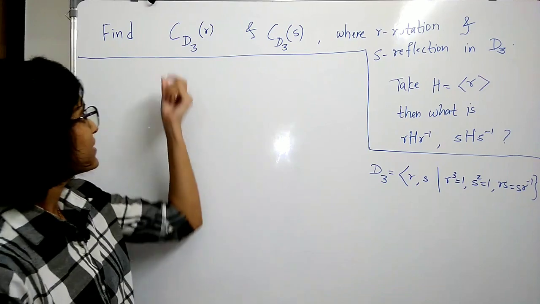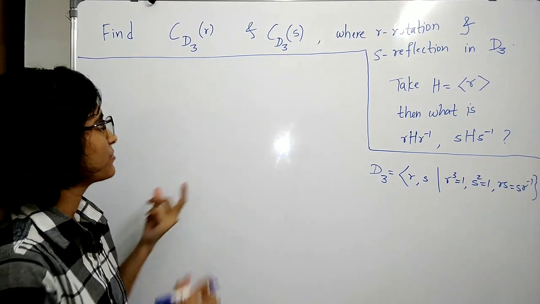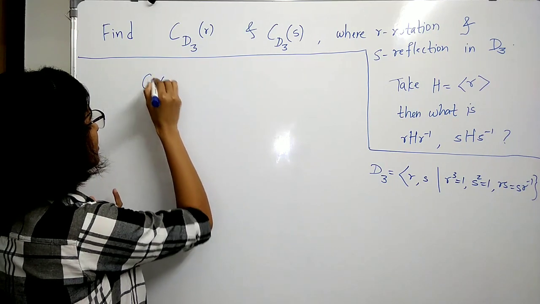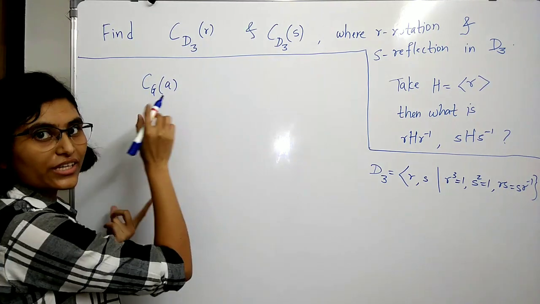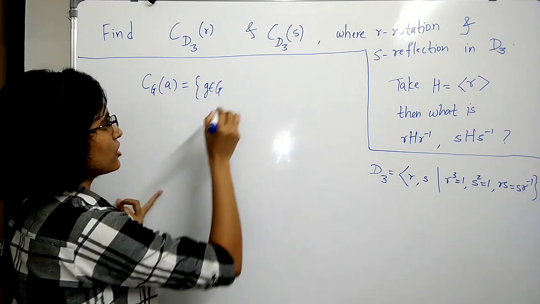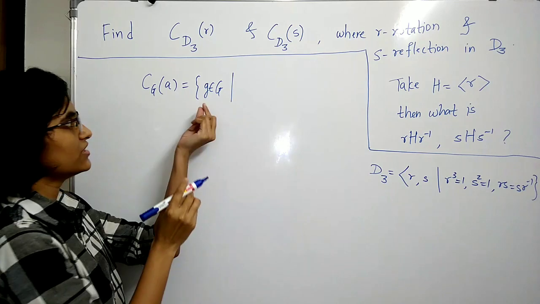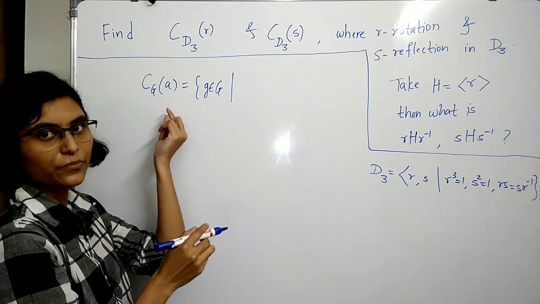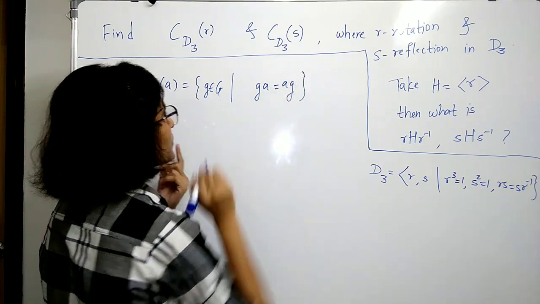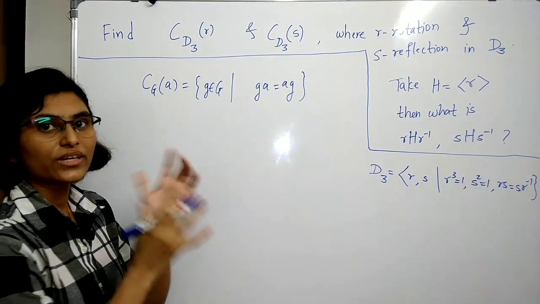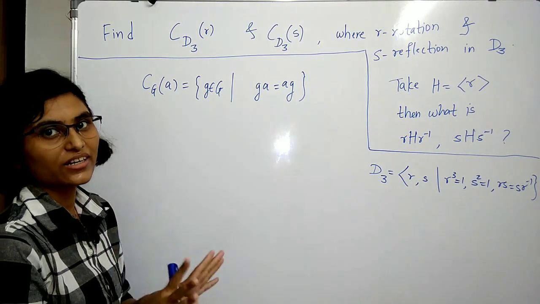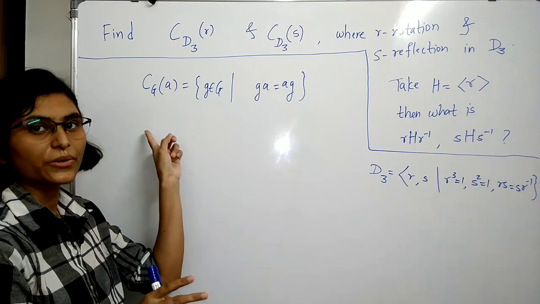So what is the centralizer of an element? Let me recall that. The centralizer of some element A in the group G is: take all g in G such that g commutes with A. That means we have gA is equal to Ag. So we just have to take all those elements which commute with A. It is called the centralizer of the element A in the group G, right?